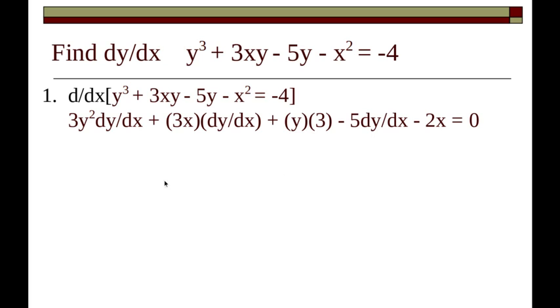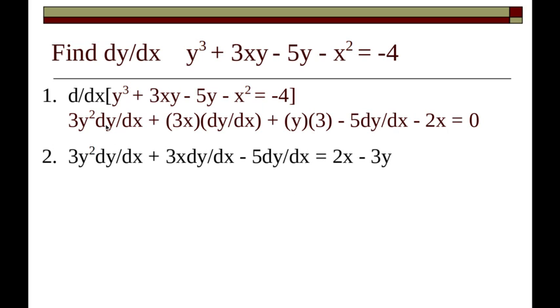So we're going to get all the dy dx terms, this term, and this term on one side of the equation and the other 2 terms on the other side. So I actually kept the 3y squared dy dx, the 3x dy dx, and the minus 5 dy dx on the left. And I added over the 2x, subtracted the 3y. We like to put the negative term second if we can. Sometimes it's hard when you have a negative out in front with an equal sign. So if you wrote negative 3y plus 2x, that's okay. But this is just the format that we're going to get used to.